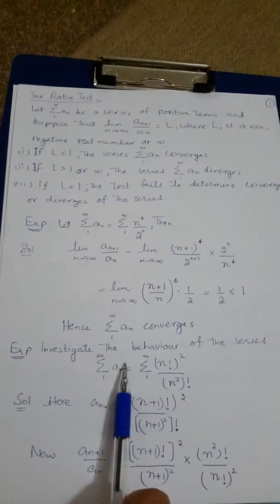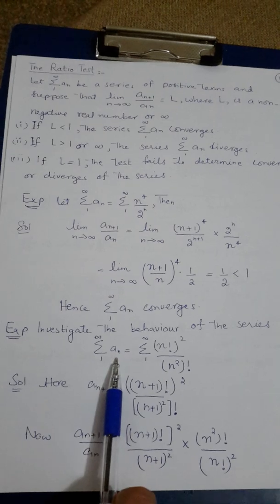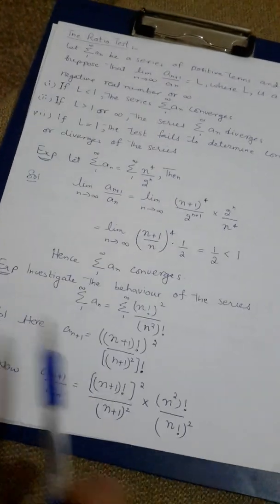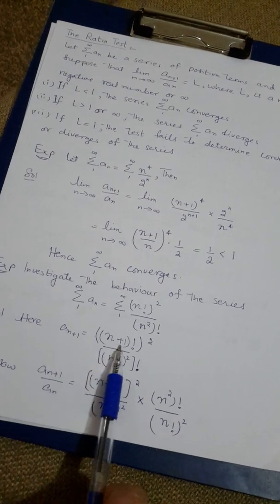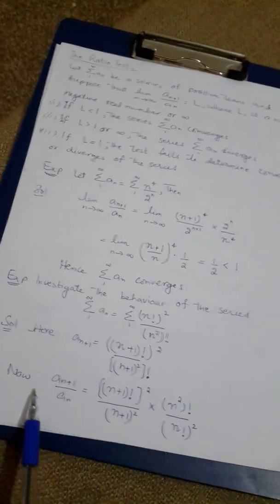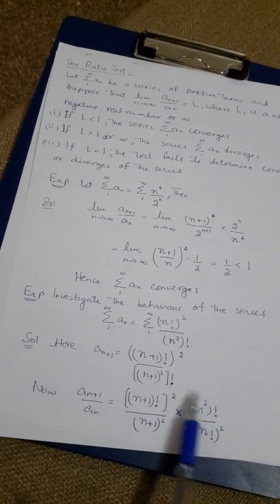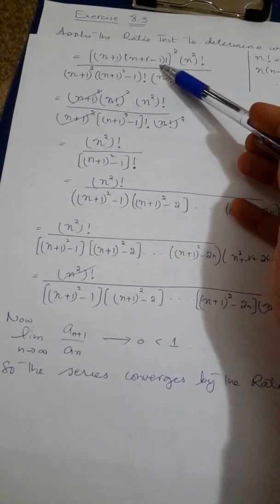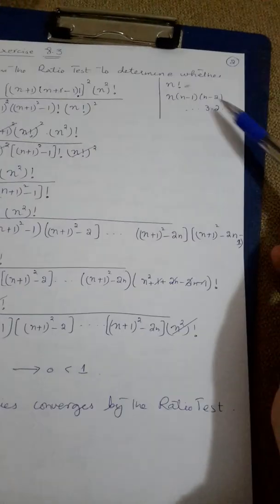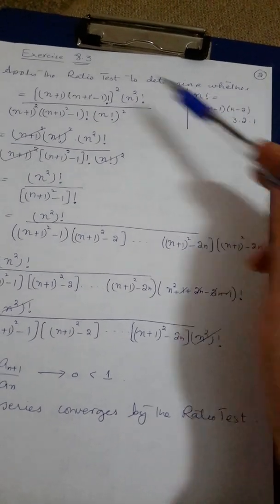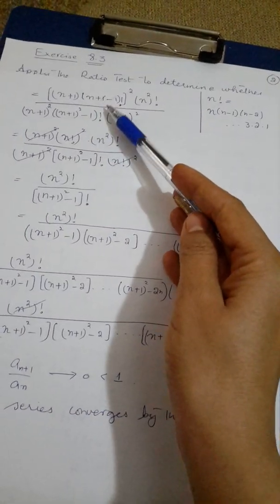Now another example: investigate the behavior of the series. We have the series a_n equal to (n!)^2 over (n^2)!. Here the a_(n+1) term is ((n+1)!)^2 over ((n+1)^2)!. Now we take its ratio with a_n. After opening this factorial term, it is ((n+1-1)!)^2. As you know, the factorial is equal to n times (n-1), (n-2), up to 3, 2, 1, so according to this definition we are opening the factorial term.